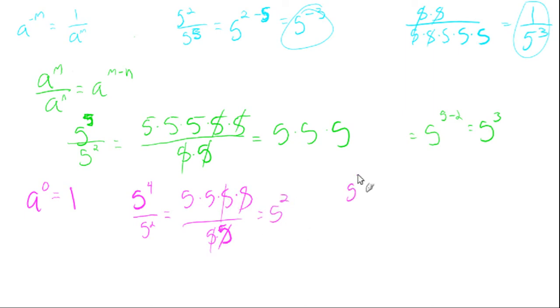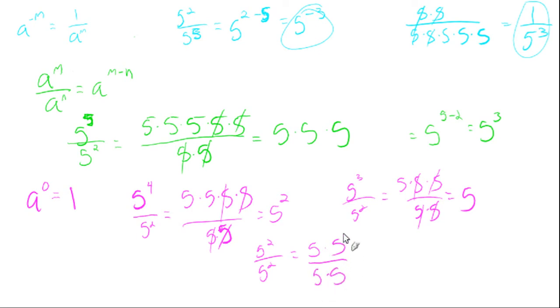Okay, let's do 5 to the third over 5 squared. That's going to be 5 times 5 times 5 over 5 times 5. Cancel. And we're just left with a single 5. Now let's go to 5 squared over 5 squared. We're left with 5 times 5 over 5 times 5. These cancel each other out. What do we really have here? We have 25 over 25, right? One thing divided by the identical thing, or divided by itself. That's 1.